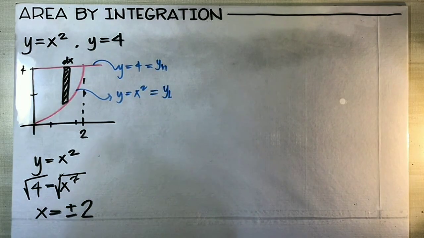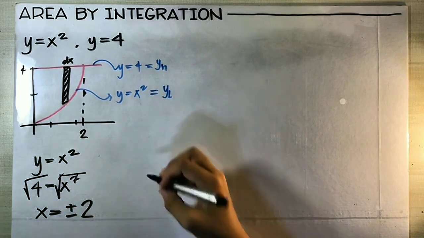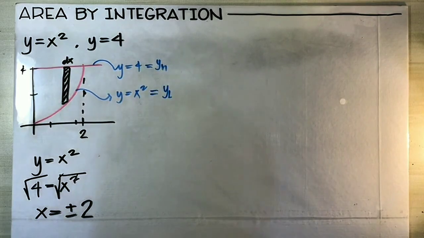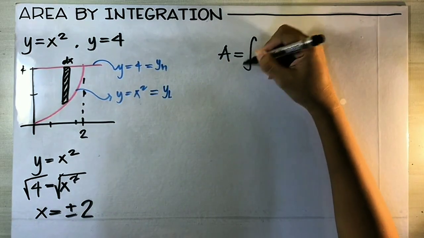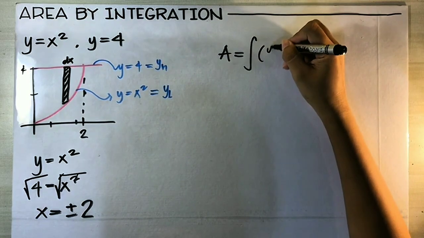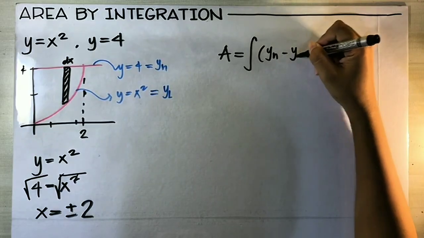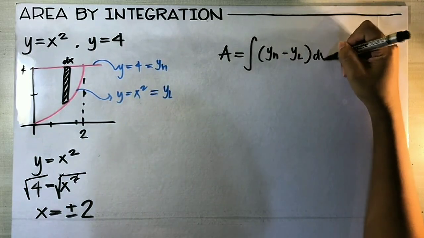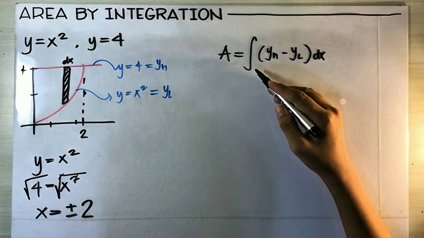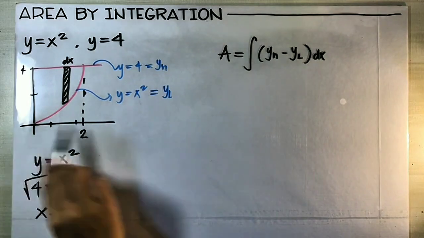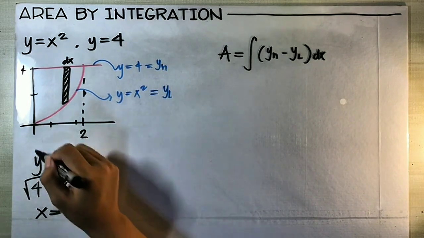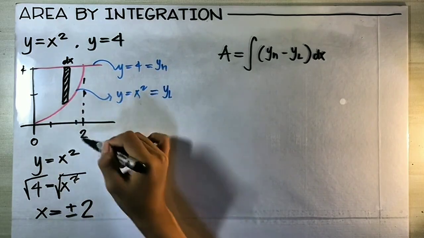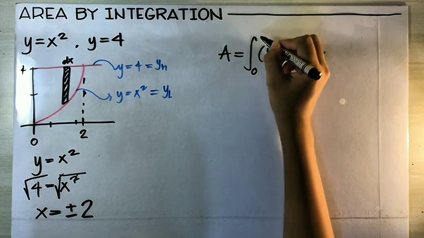So again, what is our formula? Our formula for area is area equals the integral of y high minus y low times dx. Then our limit, since it's the x-axis, is also from the x-axis. So from 0 to 2.